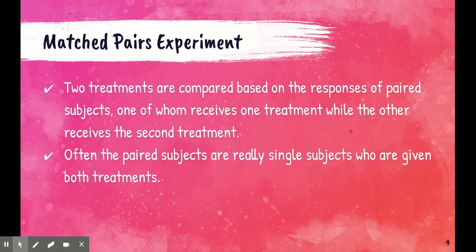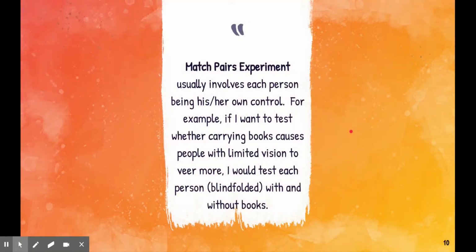Often the paired subjects are really single subjects who are given both treatments. A matched pairs experiment usually involves each person being his or her own control. For example, if I want to test whether carrying books causes people with limited vision to veer more, I would test each person blindfolded, with and without books.